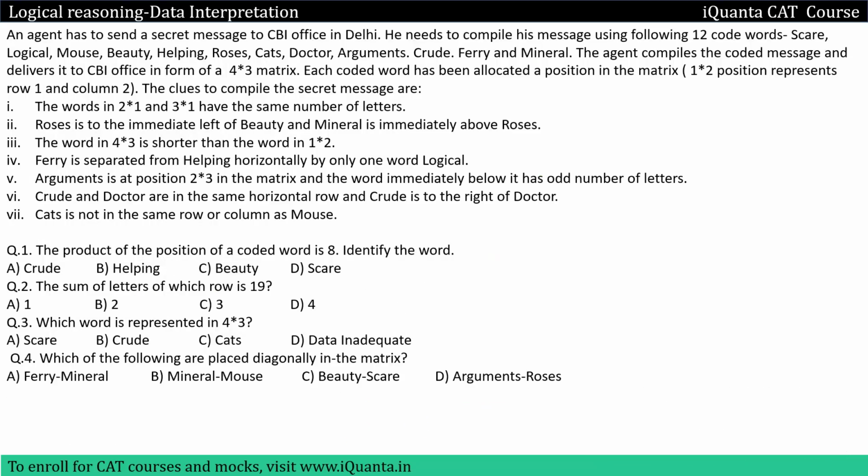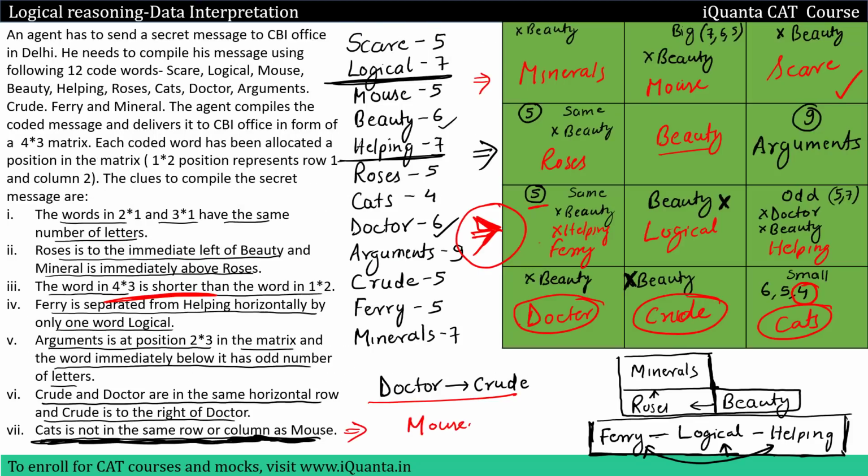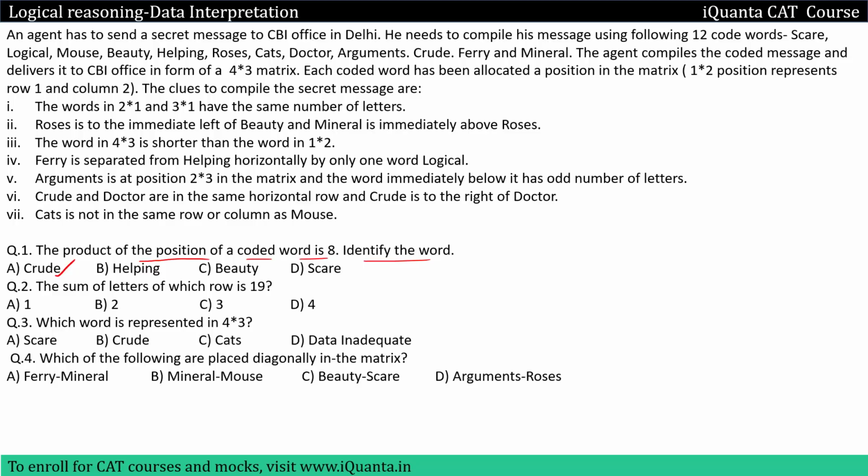So the first question is, product of position of a coded word is 8, identify the word. So product of a position is 8. That position can only be 4 cross 2 because we do not have 2 cross 4. So 4 cross 2, it is this position, crude over here. So we have the word crude there.